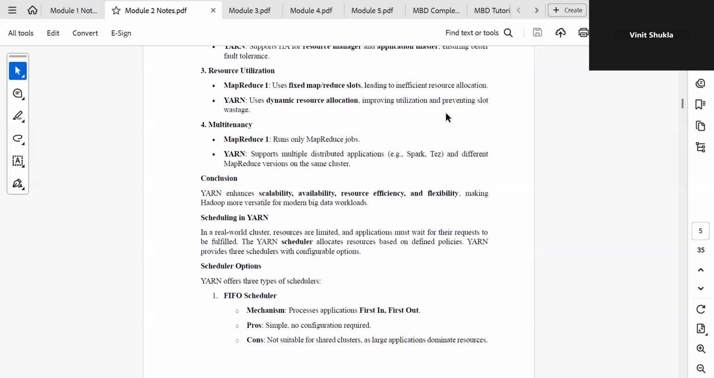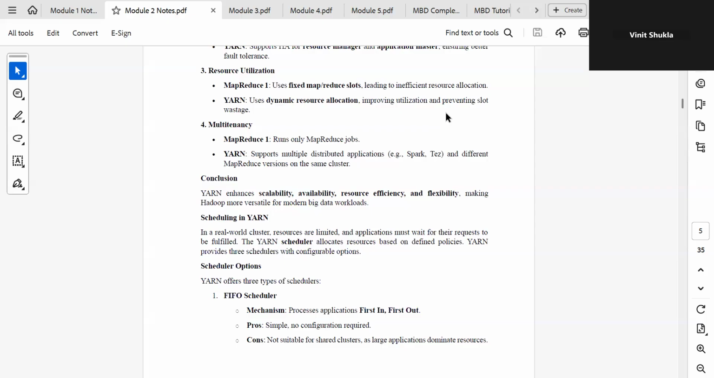Now the next topic, which is very important, is scheduling in YARN. In a real-world cluster, resources are limited and applications must wait for their requests to be fulfilled. The YARN scheduler allocates resources based on defined policies. YARN provides three schedulers with configuration options.